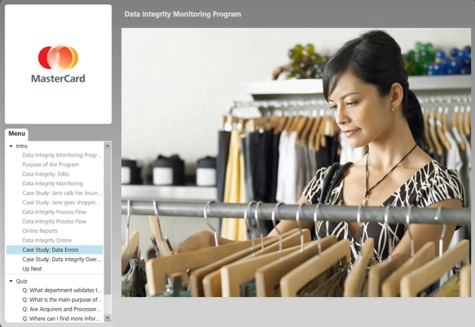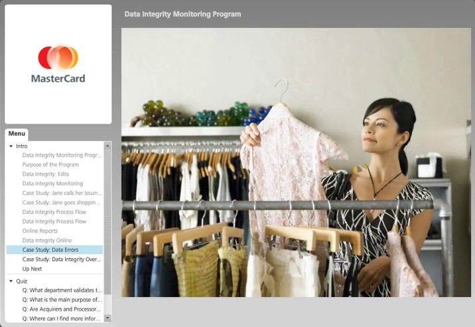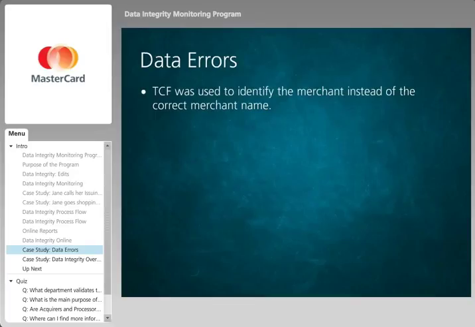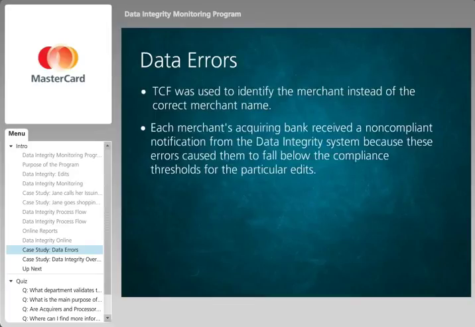Going back to our case study, the transaction detail for Jane's purchase made at TCF is sent to MasterCard. It was flagged as an error within the Data Integrity program. TCF was used to identify the merchant instead of the correct merchant name. The merchant's acquiring bank received a non-compliant notification from the data integrity system because the error caused the acquirer to fall below the compliance thresholds for this particular edit.